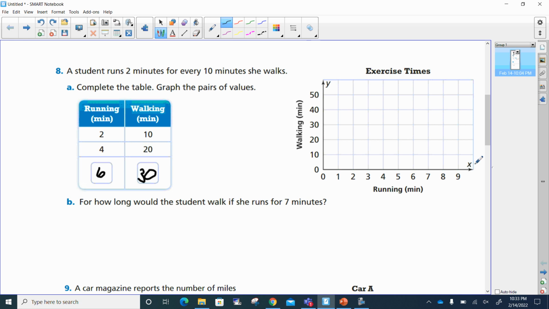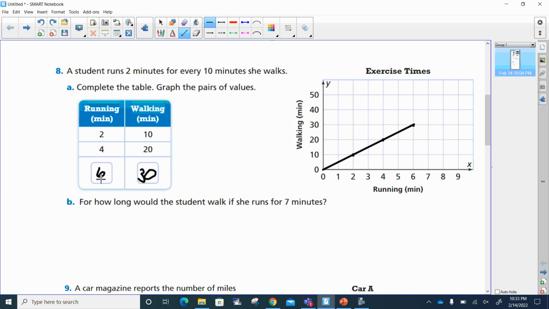Let's see, graph the pairs. If I graph it, I got 2 and 10. 2 and 10 would be about right here. And we got 4 and 20. 4 and 20 would be right here. And 6 and 30. 6 and 30 would be here. We go ahead and we make our line. We see it's crossing right through there.